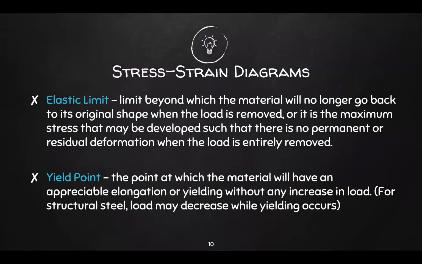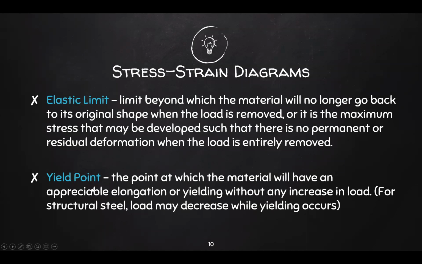Next, let's talk about elastic and yield point. Elastic limit, it's the limit beyond which the material will no longer go back to its original shape when the load is removed, or it is the maximum stress that may be developed such that there is no permanent or residual deformation when the load is entirely removed. So elastic limit means beyond that, okay, your object will not behave elastically anymore. When we say elastic, it means after deformation, it goes back to its original shape. After elastic limit, it doesn't go back to its original state anymore. You're gonna enter your plastic deformation.